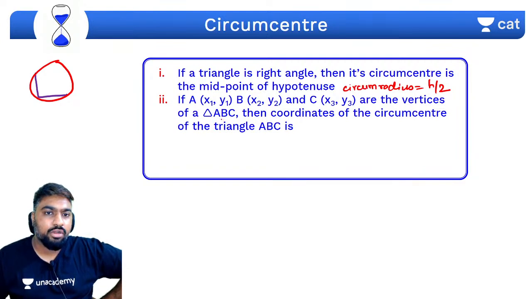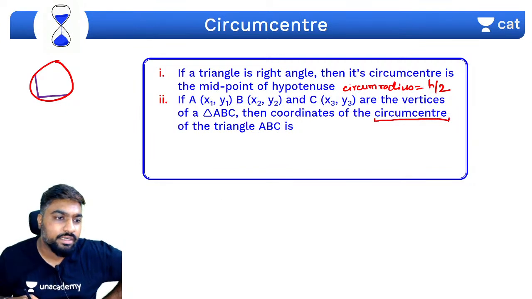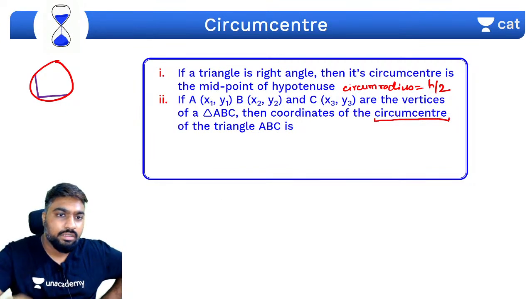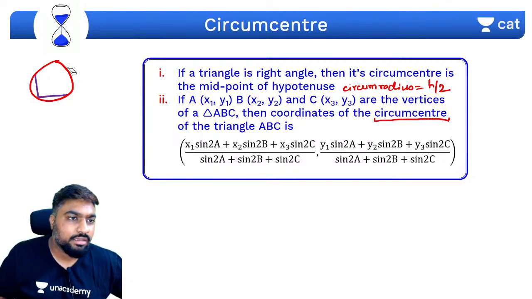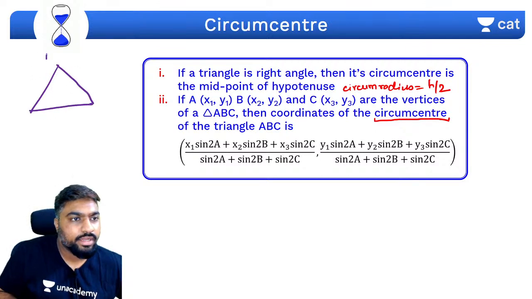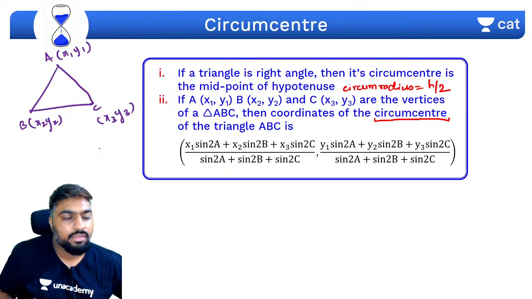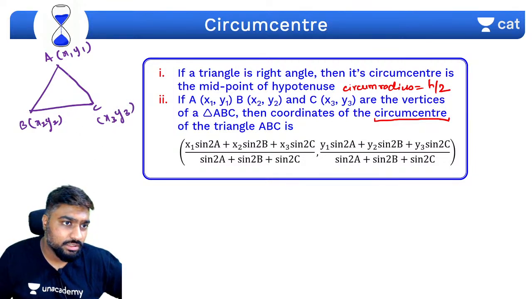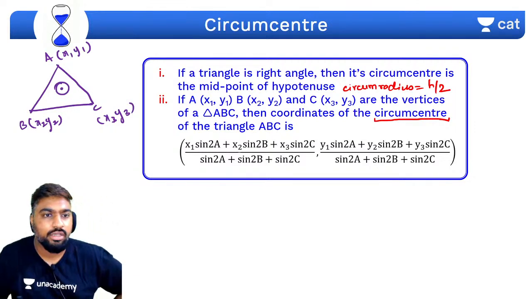If you want the vertices or the coordinates of the circumcenter, then you're going to have to use a little bit of trigonometry. If this is your triangle, then point A is x1, y1, point B is x2, y2, point C is x3, y3. So if you want the coordinates of the circumcenter, then all you have to do is what?